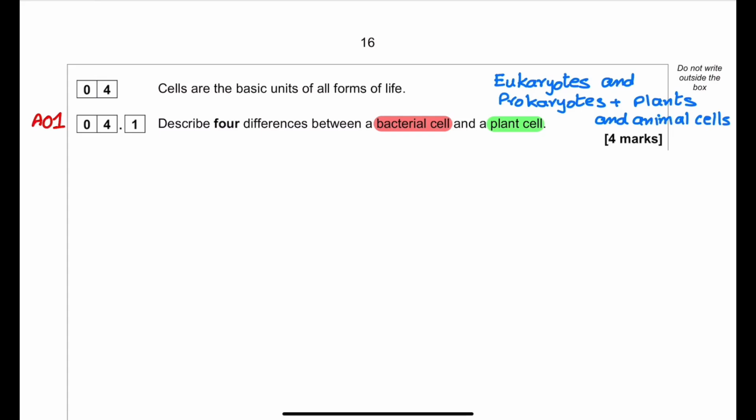Question number 4. Cells are the basic unit of all forms of life. 4.1. It is an AO1 question, and this question is from eukaryotes and prokaryotes, plants and animal cells. Describe 4 differences between a bacterial cell and a plant cell.